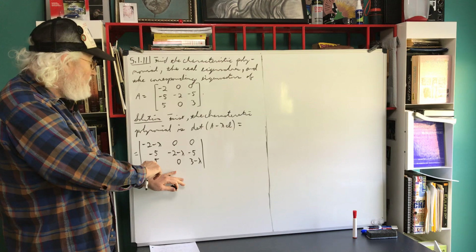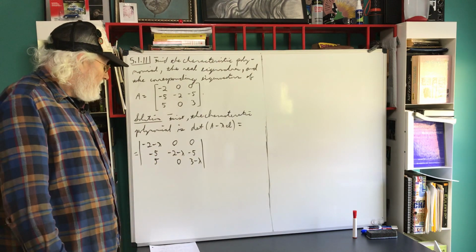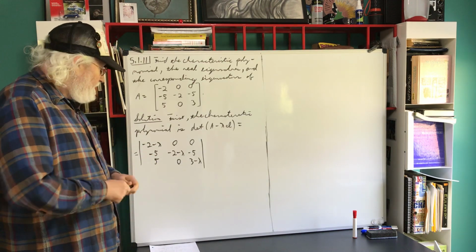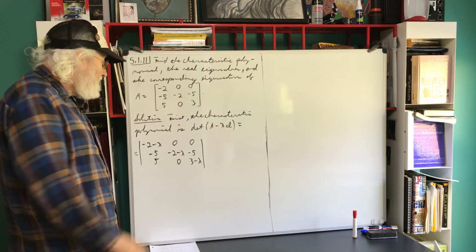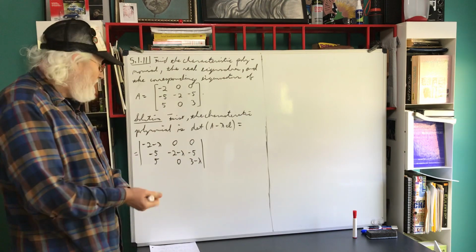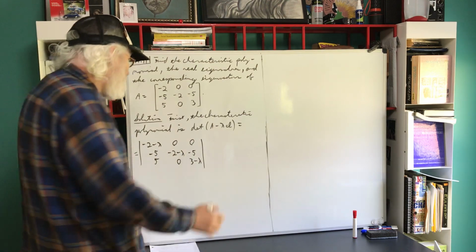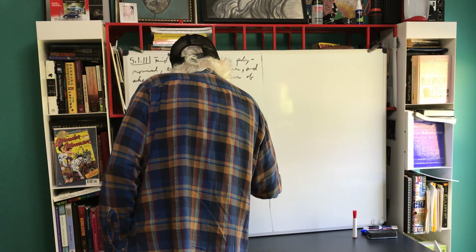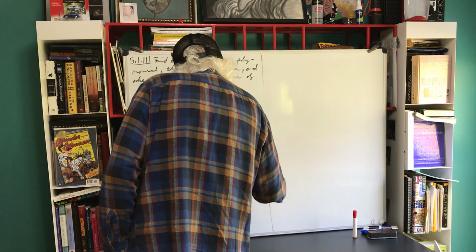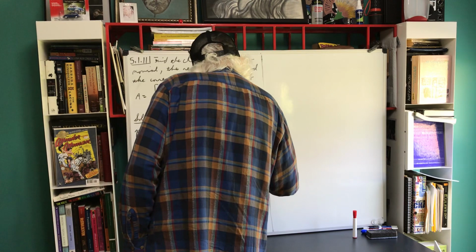Double check, make sure my entries are correct. Who's your favorite row or column? First row or second column, because they each contain 2 zeros. How about we go along the first row and expand the determinant: negative 2 minus lambda times the determinant of the associated minor matrix.